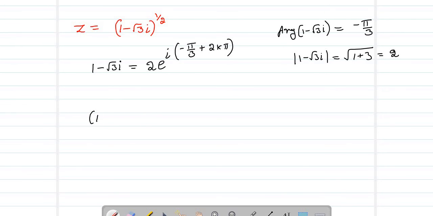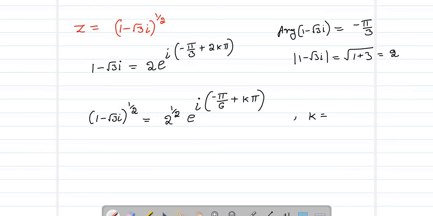So now if you ask me what is 1 minus root 3i whole power 1 by 2, I'll take power 1 by 2. I'm skipping steps, I'm directly writing it. So this is 2 power 1 by 2 into e power I, and when you multiply with 1 by 2, you'll get minus pi by 6 plus 2k pi by 2, that is k pi, where k varies from 0 to 1. So when k equals 0, let me call that z0. That is root 2 into e power I minus pi by 6.